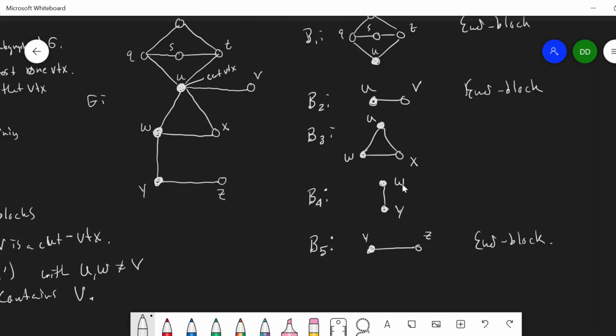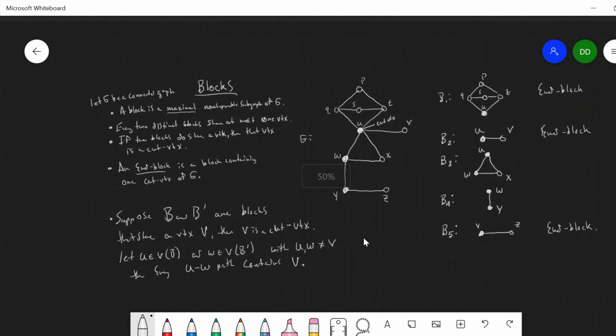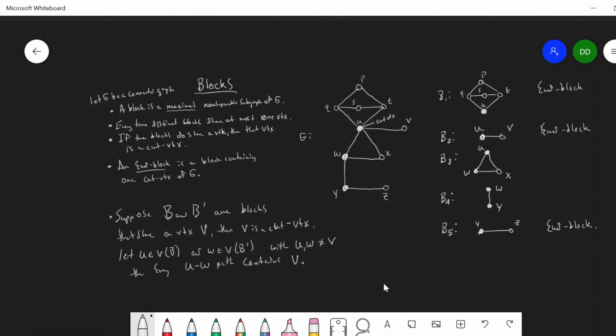How about if I picked, let's say, B4 and B3? Those share a vertex. It's a cut vertex. Furthermore, every YX path has to go through W, right? Any way to get from Y to X, I have to go through W. Precisely because W separates the 2 blocks. It's the cut vertex that separates the 2 blocks. Same thing here with, say, U, B2, and B1. Any VS path, let's say, must go through U. All right, so that's just a little primer on blocks. In the next video, I'll prove theorem 3.7 and finish up this section.